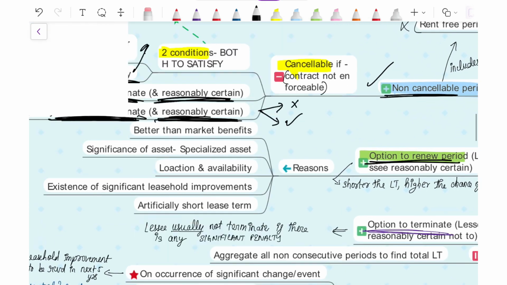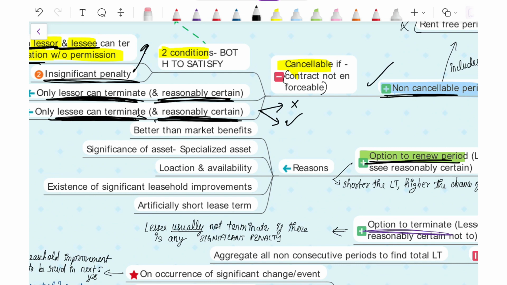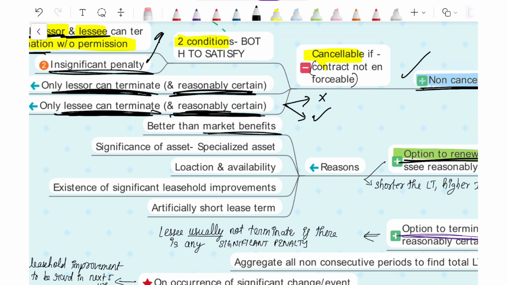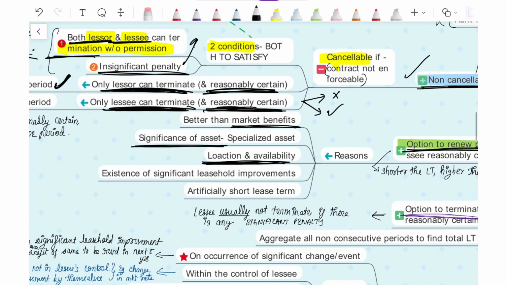So here, for what reasons do you think that the lessee will extend or renew the period of the lease term? Reasons can be that compared to the market, you are getting more benefits in the lease. For that reason, you can extend it. Or if there is a very specialized asset, and the significance of the asset is so high that you cannot quickly replace it, today if you stop the lease term, tomorrow you will not get another like that. That is not possible. Then in such a case also you can extend the lease term. The location and the availability of the asset is such that there is no better find than this. So for that reason also you can extend your lease term, or you can apply for the option to renew.